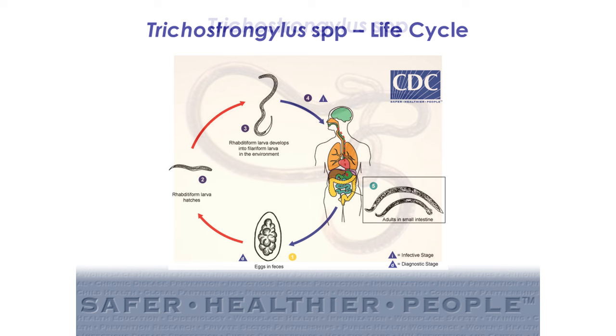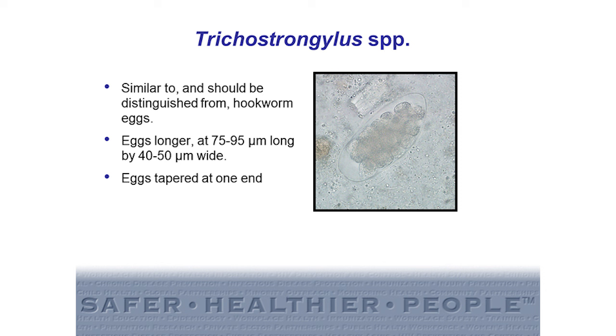The life cycle also is simple. The eggs are passed in feces. They hatch into the rhabditiform larvae, which then develop into the infective filariform larvae. When ingested, the larvae mature into adults and reside in the small intestine. Trichostrongylus eggs have a striking resemblance to hookworm eggs, but they are much larger than hookworm eggs, ranging in size from 75 to 95 micrometers by 40 to 50 micrometers. Furthermore, the eggs are tapered at one end.